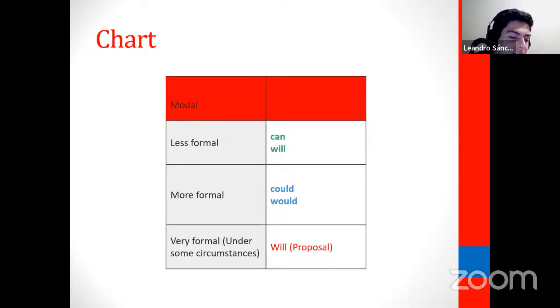Will can also be informal, but will is very formal in only one situation. When you want to ask someone to marry you, right? When you want to get married with someone, you use will, right? But usually will is informal. So can and will are informal, could and would are formal, right? So that's something that you can do. You have other options, but this is important.